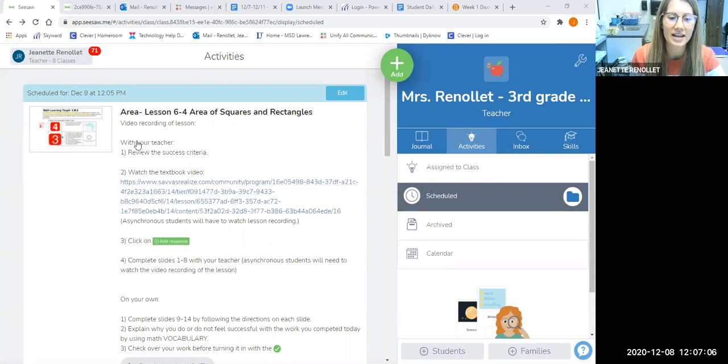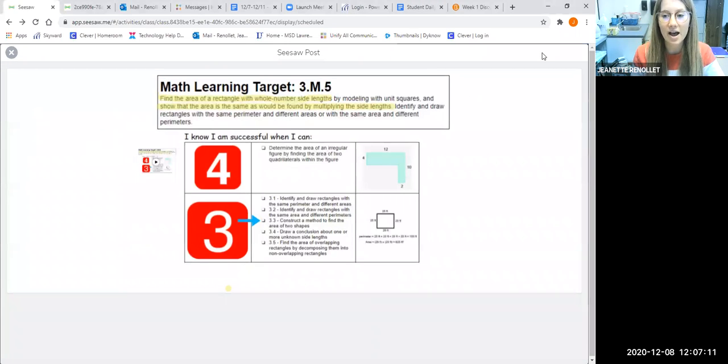In math today, we are going to continue studying the area of rectangles. Let's take a listen to our success criteria.